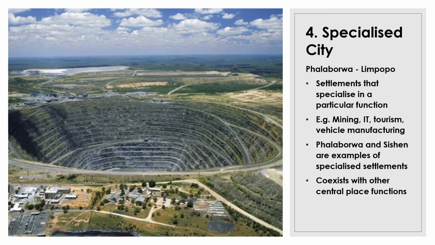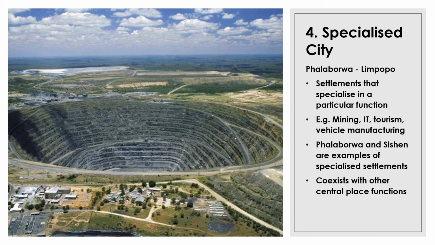The fourth one is a specialized city. The example we're going to look at is Phalaborwa in Limpopo. Now, a specialized city is one that just has a specialized function. It's there for a great specialist function. Phalaborwa specializes in copper mining and copper processing, the processing of copper ore. And this mine in Phalaborwa is actually the biggest man-made pit mine in Africa. But other examples of specialized cities would be cities with, say, a mining focus, an IT focus, or a big tourist focus. They serve a particular specialized function.